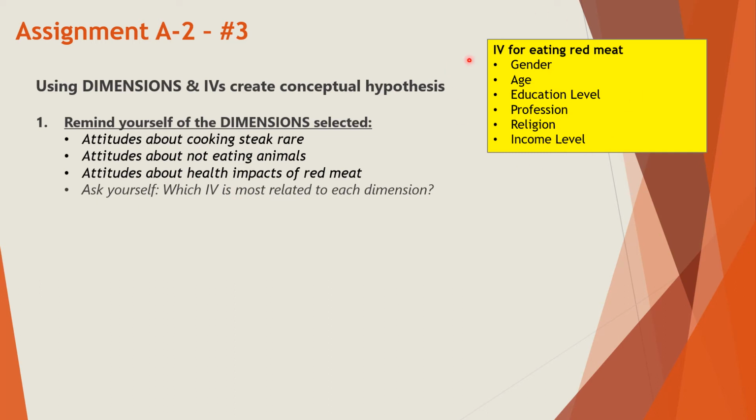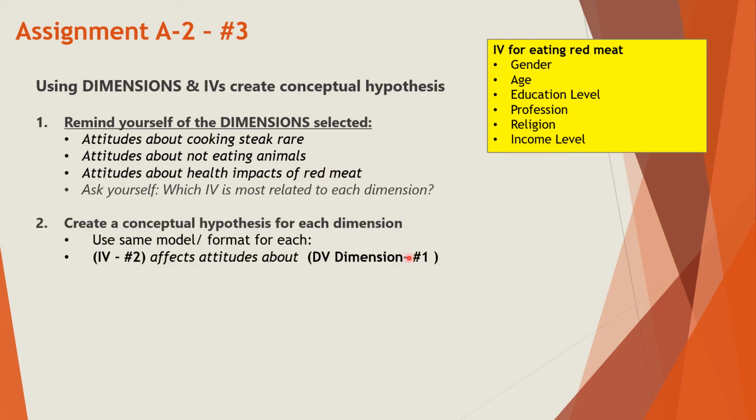So when you think about each of these dimensions, for example, the first one is cooking steak rare, which independent variable from your list, here's our list over here, do we think is most related to attitudes about cooking steak rare? And for us, we thought that was gender. We thought that gender impacts attitudes about cooking meat. When we thought about attitudes about not eating animals, we thought religion would have a greater impact on that. And when we thought about the health impacts of red meat, we thought age would be that. And so these are our 3 conceptual hypotheses.